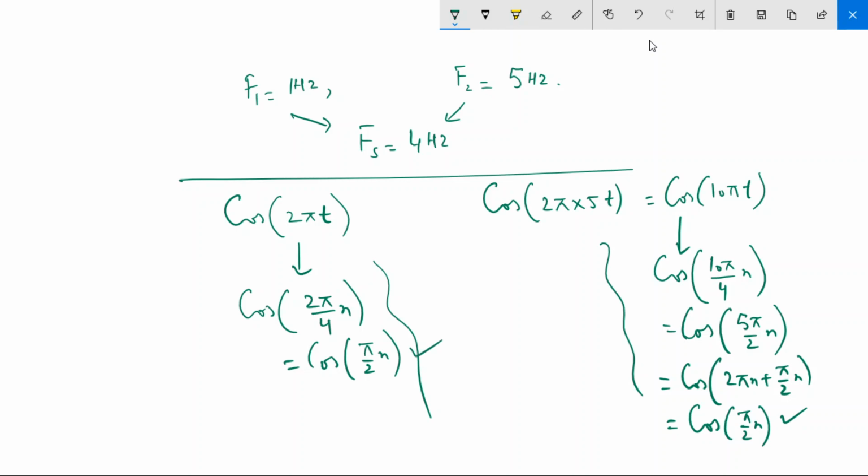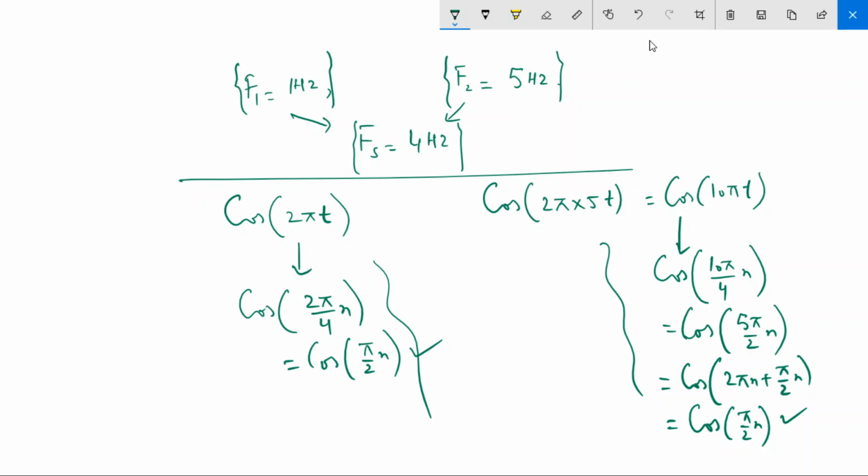So what it means? Both the signals are same in discrete time. So two different frequencies in continuous time, 1 Hz and 5 Hz. If you sample both the frequencies at 4 Hz sampling frequency, the discrete signal will be exactly the same. So you cannot differentiate whether this signal is obtained from this or from this. So you cannot reconstruct it.